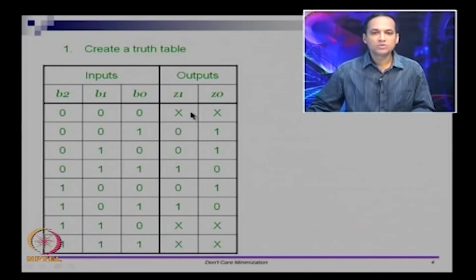So, we can mark their outputs as don't cares. Z1 is a don't care if the input combination is 0, and Z0 is also a don't care if the input combination is 0. The same thing happens for the other two. Now, let us look at what happens from minterm 1 to minterm 5. For minterm 1, if you count the number of ones, there is exactly one 1. So, that is marked as 0 1.